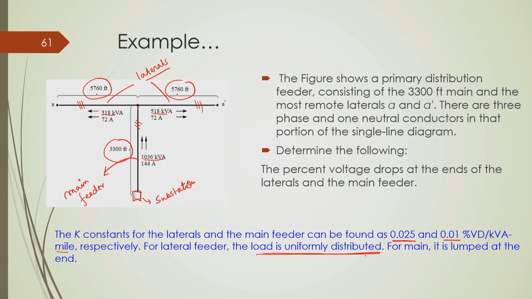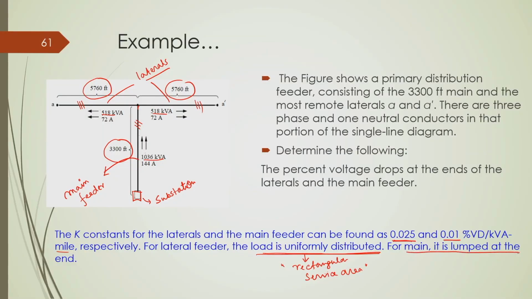and if nothing is mentioned, it should have been also mentioned that they are of rectangular service area. So, if nothing is mentioned, we assume that it is automatically a rectangular service area with uniformly distributed load. And for the main feeder it is lumped at the end, that means for the main feeder the load demand is lumped at this point. So, we have lumped load.